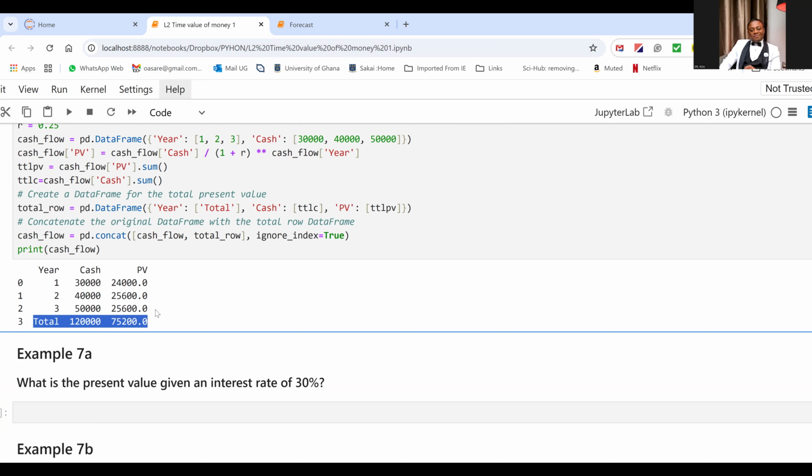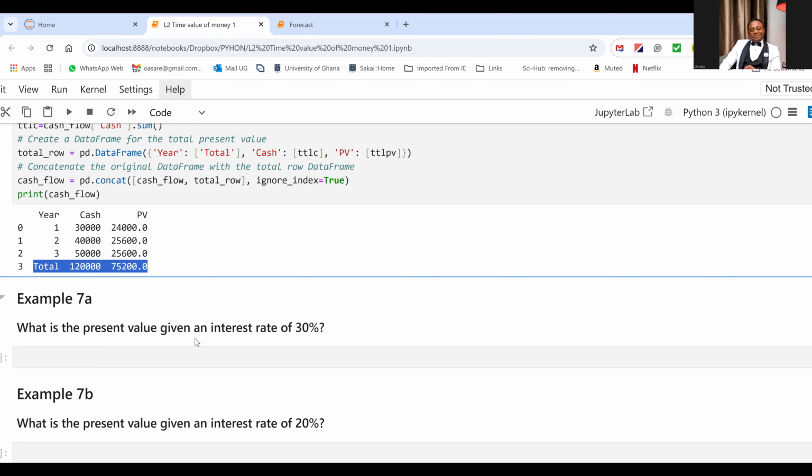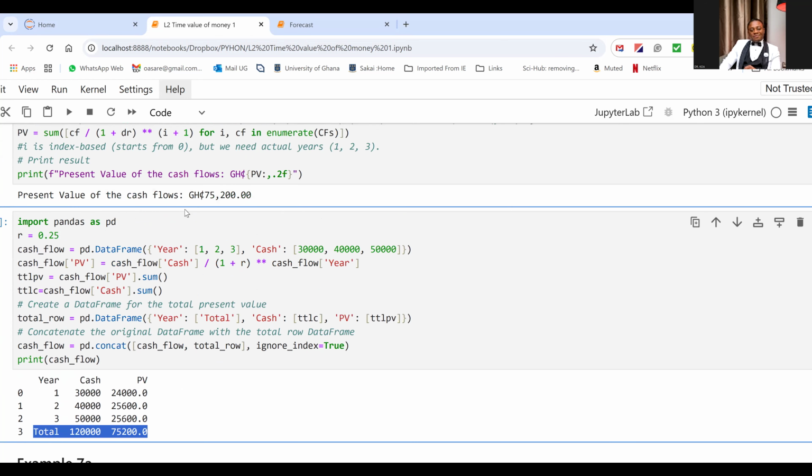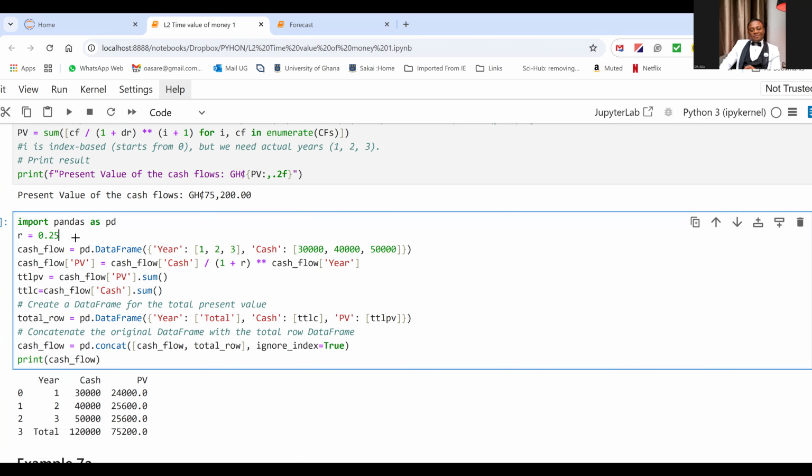Now, that is multiple cash flows. Don't forget, when you have one cash flow, it's a whole new thing, but when you have multiple cash flows, that is a different thing. Now, what is the present value given the interest rate is 30%? The same thing. If the interest rate here was 25%, when you increase the interest rate, what do you think will happen? Who can tell me? Suppose we had increased the interest rate, we are not calculating. What will happen? If we increase the interest rate, what will be the total net present value?